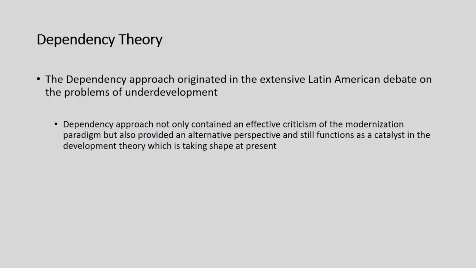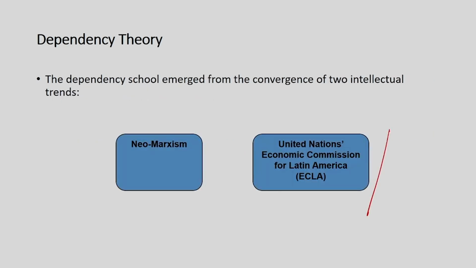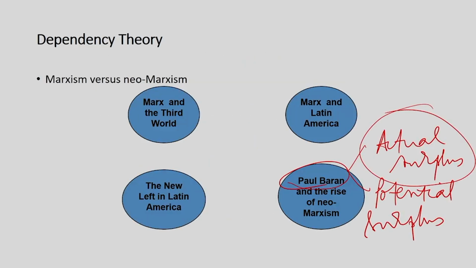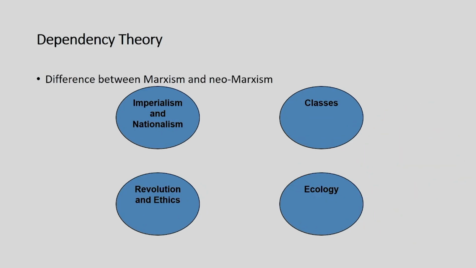And what we have discussed today, we have discussed dependency theory, how it has evolved over a period of time, how the dependency approach originated in the extensive Latin American debate on the problems of underdevelopment and so on, and how the dependency school emerged from the convergence of two intellectual trends, namely neo-Marxism on the one hand and the United Nations Economic Commission for Latin America, popularly known as ECLA tradition, on the other. And then we have discussed Marxism versus neo-Marxism through four vantage points, I mean Marx and the third world, Marxism in Latin America, the new left in Latin America, Paul Baran and the rise of neo-Marxism, I mean Paul Baran's concept of economic surplus, and how he made a distinction between actual surplus on the one hand and potential surplus on the other. And then we have discussed the differences between Marxism and neo-Marxism through four vantage points, namely imperialism and nationalism, classes, revolution and ethics, and ecology.